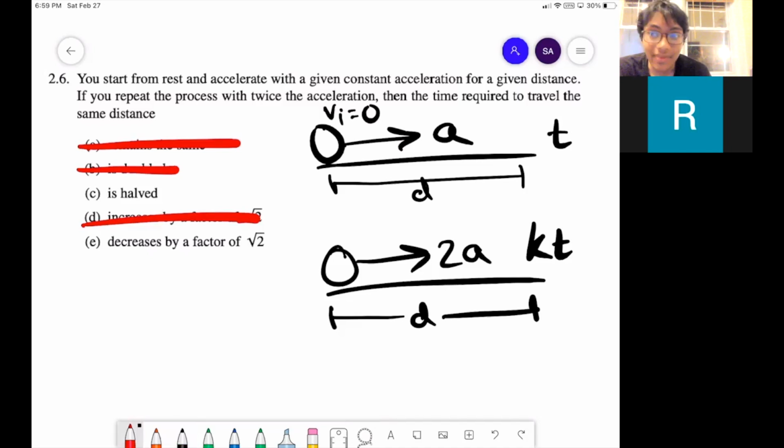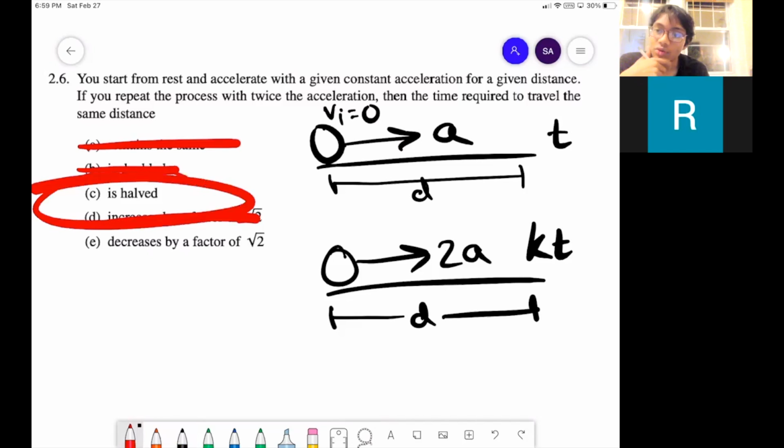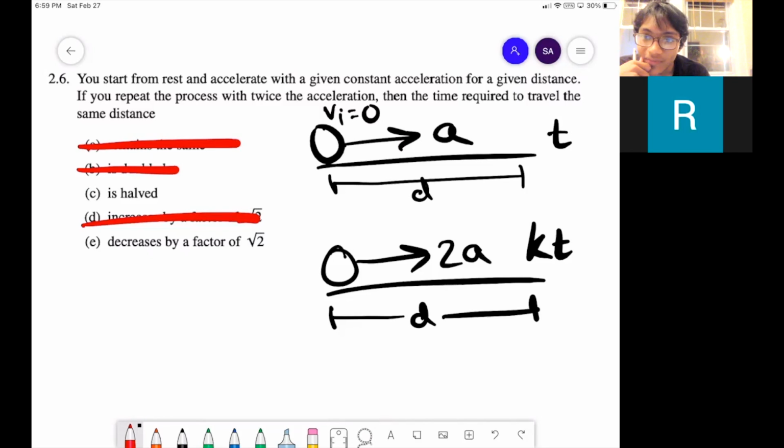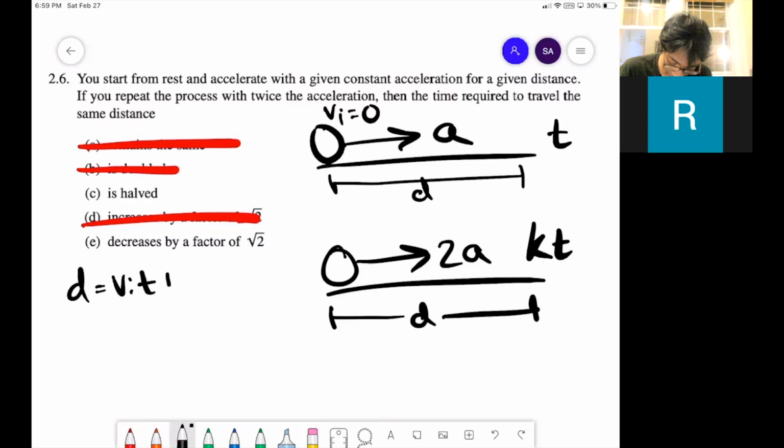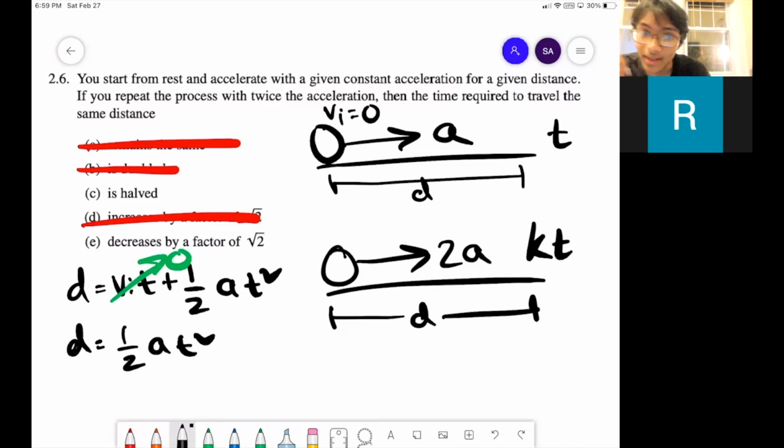Now, many people would just take this to be true, it's halved, and go on with their lives. But the relationship between time and acceleration is not so linear. Let's see what I mean by that. If I have distance d equals v_i t plus half a t squared, you can see directly what I mean. My initial velocity is 0, so this term goes to 0. I'm left with d equals half a t squared. So my time is going to be the square root of 2d over a.